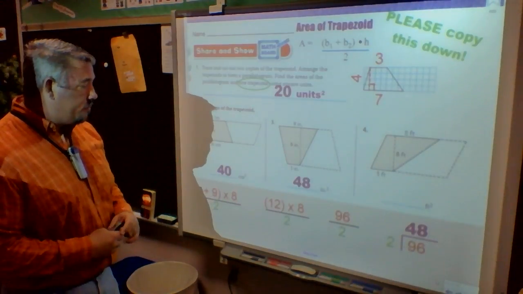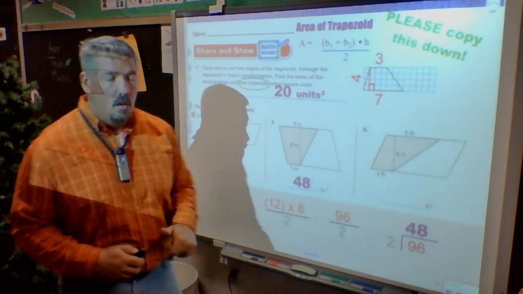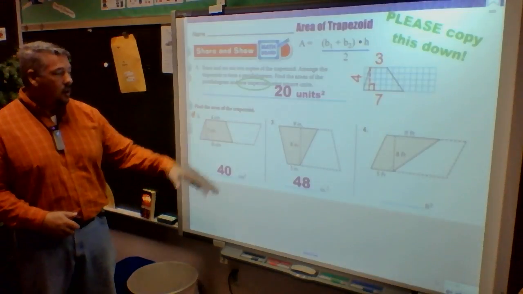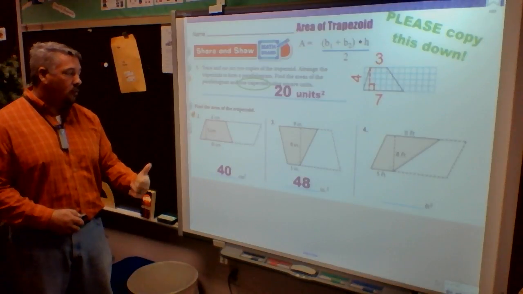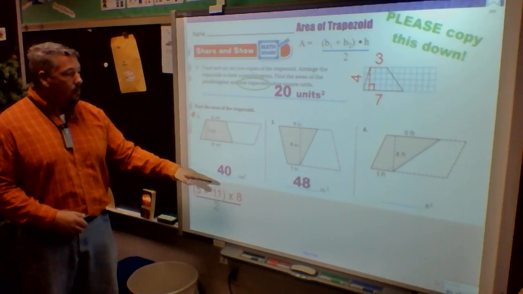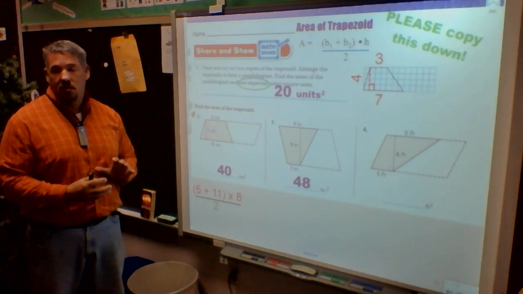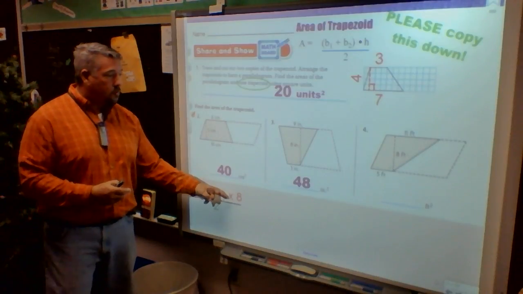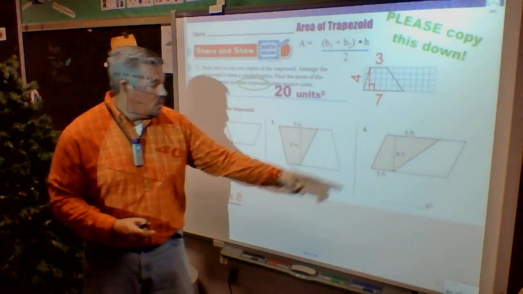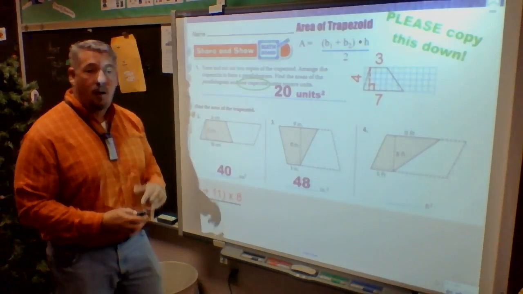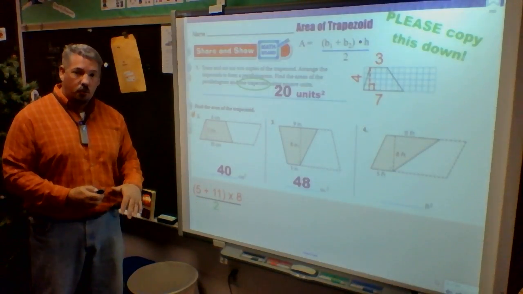On number 4, I have a base of 5 and a base of 11. Starting back with my formula again, which should be listed at the top of your paper, and fill in the information that you know. My base 1 is 5, my base 2 is 11, and those go inside of parentheses. I know I'm adding my bases together, then multiplying by my height. Once again, my height is indicated by a right angle. Going from top to bottom, I know it's a height of 8. So I multiply by 8, and my last step will be to divide by 2.